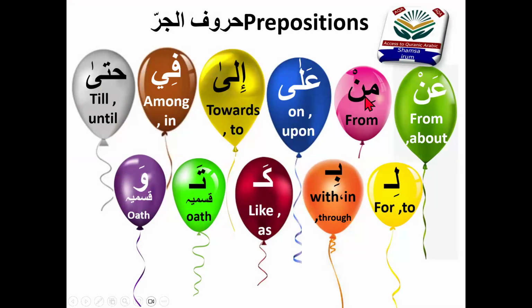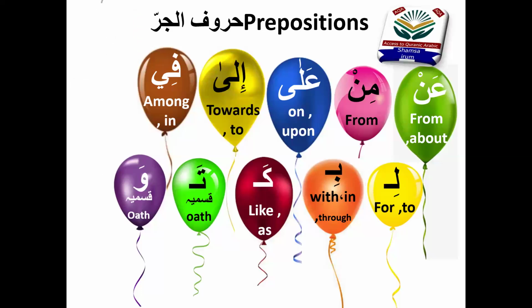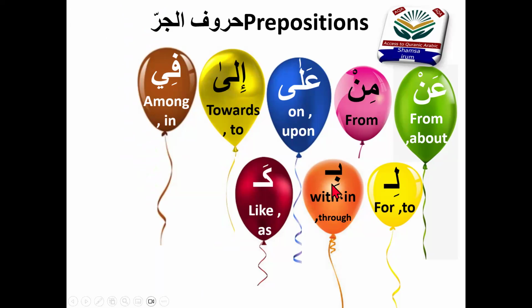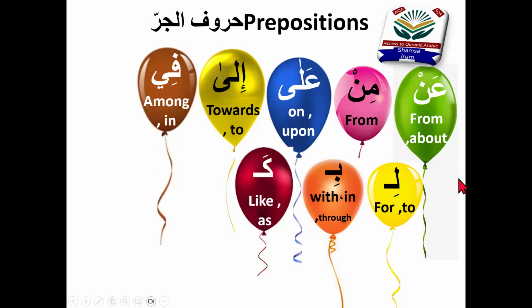There are 11 harf jar, the 11 prepositions used in the Quran Majid. A few of them don't come with the pronouns. Which are these? Hatta, it doesn't come with the pronoun. Harf jar wow, wa, doesn't come with the pronoun. Harf jar ta, and you already know that ta only comes with the name of Allah subhanahu wa ta'ala. It comes only 9 times in the Quran Majid. And harf kaf, ka.